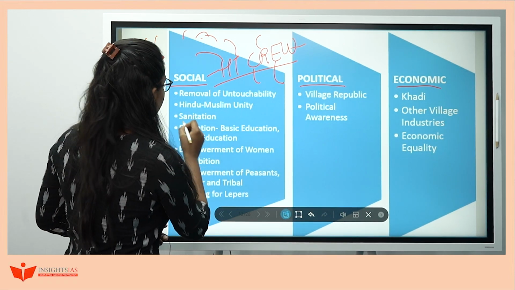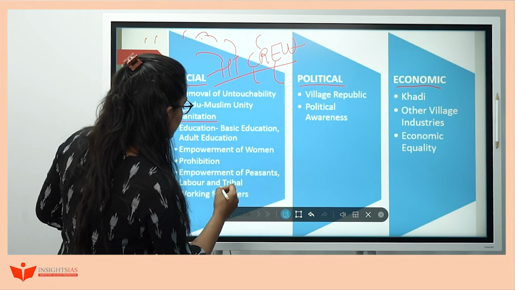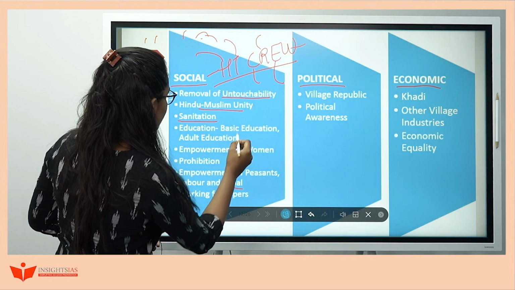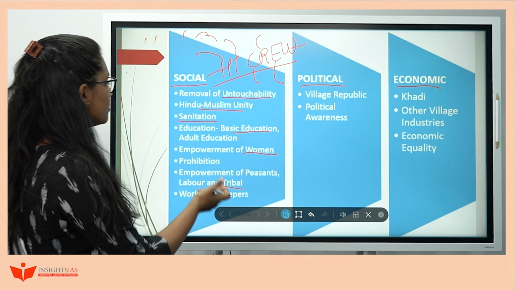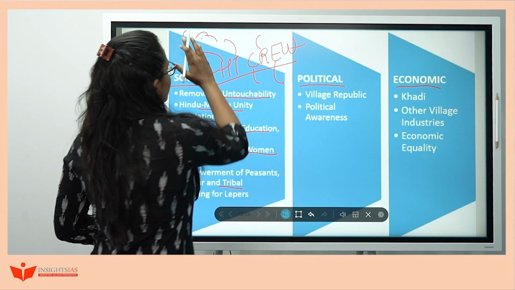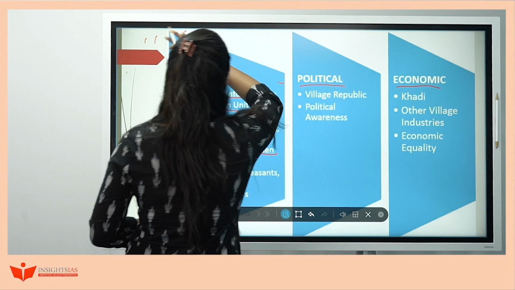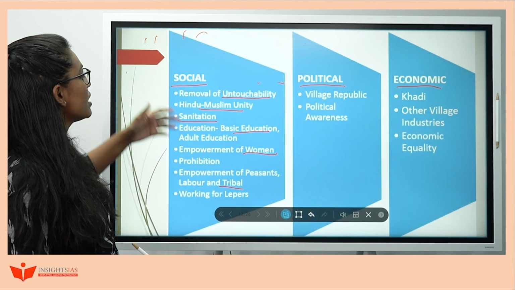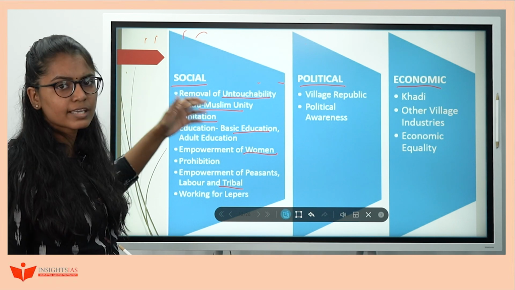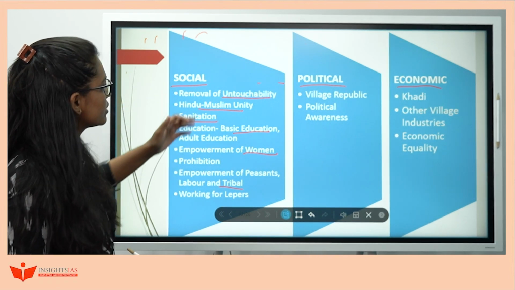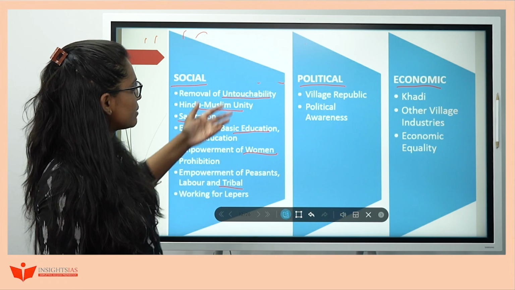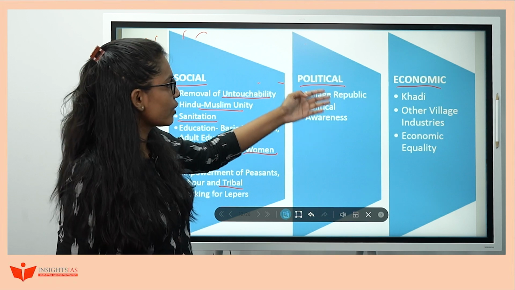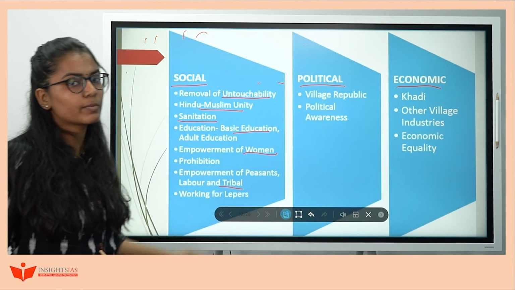See, major things are covered here in any of the social dimension. So I'll show you how health, sanitation comes under health, T tribals came here, C caste came here, R religion came here, E education came here, W women came here. See, most of the sections are already covered. Now, once we are done with this and we created the sub-dimensions here, social: removal of untouchability, Hindu-Muslim unity, sanitation, education, that is basic and adult both, empowerment of women, prohibition, and like peasants working for lepers; political: village republic, political awareness; economic: I know he worked for khadi industries, other village industries, economic equality.